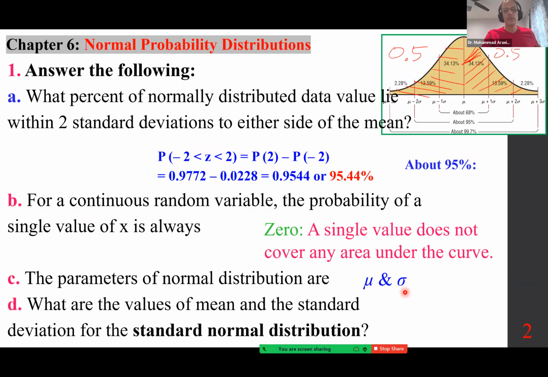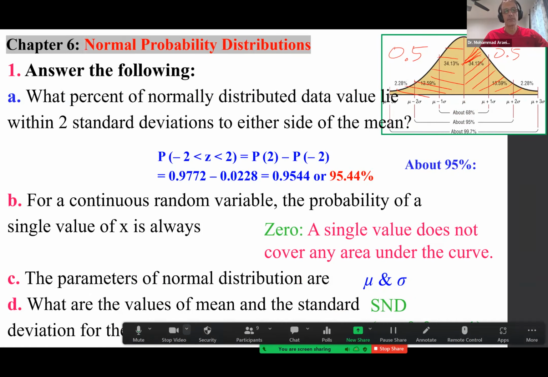What are the values of the mean and the standard deviation for the standard normal distribution? Short: SND, standard normal distribution. Mu is 0 and sigma is 1 for standard normal distribution.